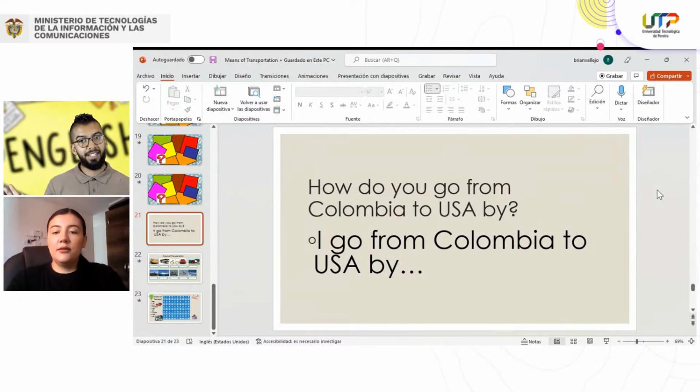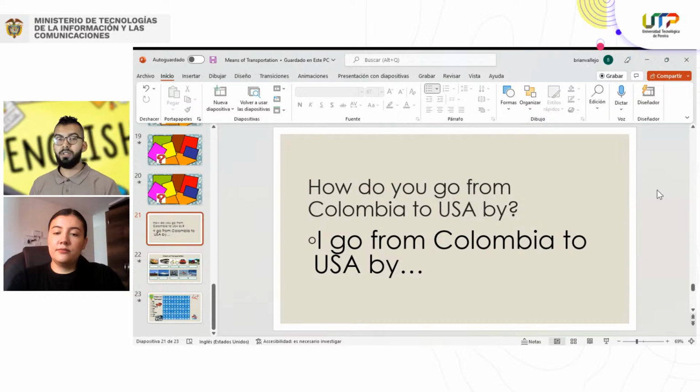Definitely, right? We move from Colombia to the United States by airplane. That's true. There can be another way. Well, we don't know, and it can be very difficult, and it will take a lot of days, right? And even months, I don't know, if we move through another means of transportation.